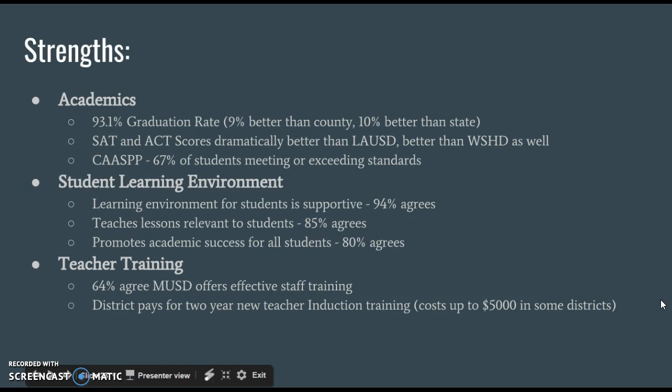So here is, based off of all these things, what I isolated as strengths. Moorpark Unified is really strong academically. They have a great graduation rate. Their SAT scores and their ACT scores are dramatically better than LAUSD. They are better than William S. Hart, and their CAASPP scores are good.